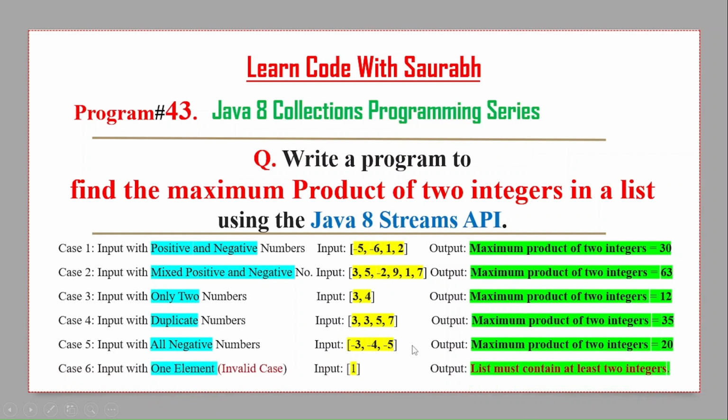In case number 6, we have only one element, which is invalid, because we need at least two integers in a list. If we take only one input, we will get the message: a list must contain at least two integers. So friends, I am going to create a class where I will implement all the logic.